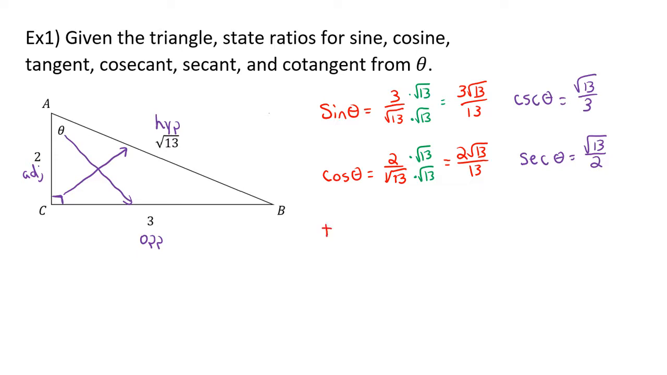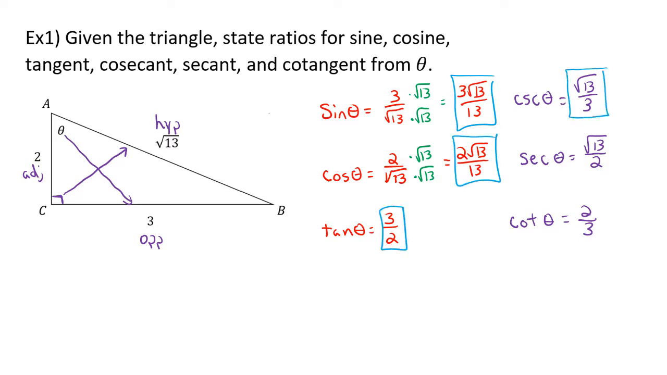We then have tangent, which is opposite over adjacent, so 3 over 2. There's no radicals in the denominator, so there's nothing to do to that number. Then its reciprocal, cotangent, will be the reciprocal. So you would have 2 over 3. And now you have stated all 3 of your original trig ratios, and then your reciprocals that are marked in purple.